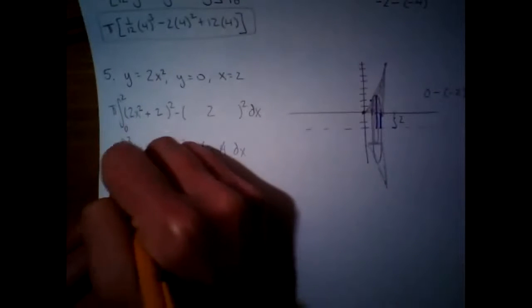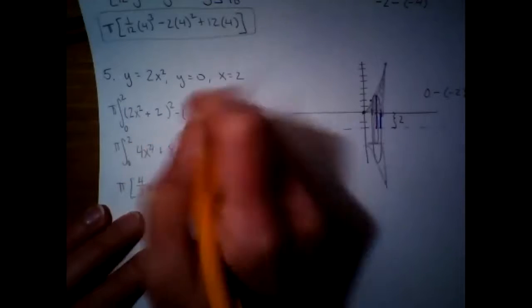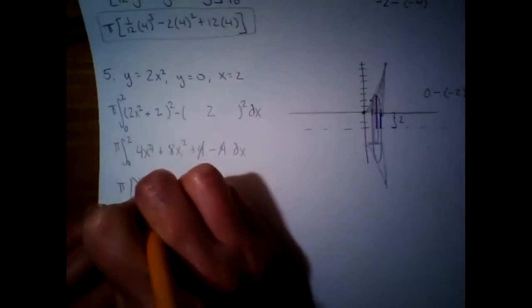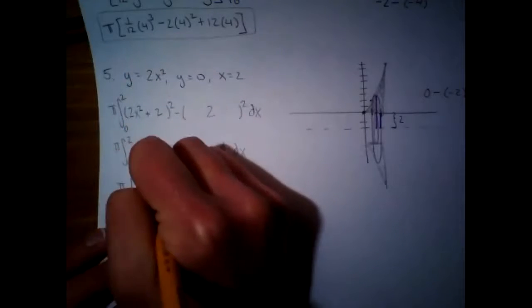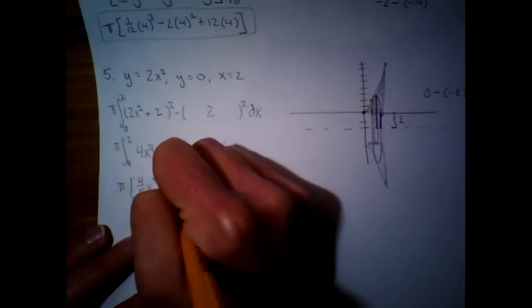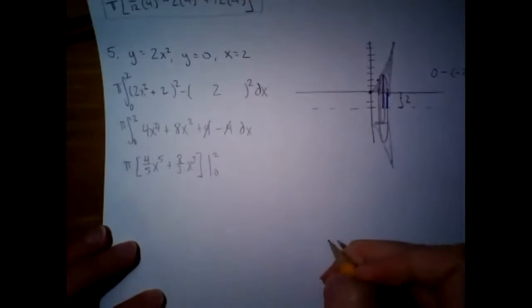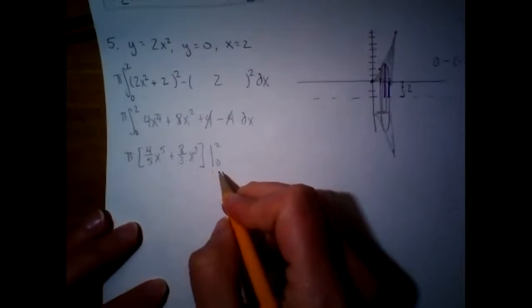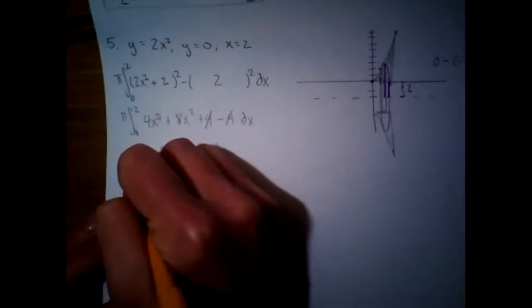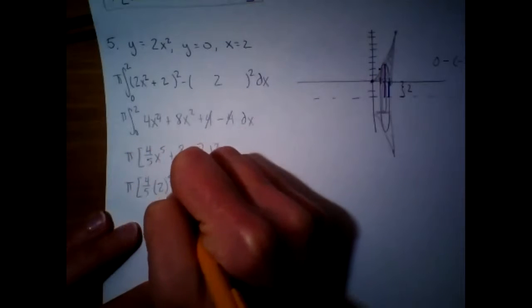And then our antiderivative is 4/3 x cubed. Or no, I'm sorry, 4/5 x to the 5th. I subtracted instead of adding there, I'm sorry. 4/5 x to the 5th plus 8/3 x cubed from 0 to 2. Again, it's upper boundary minus lower boundary, but if you plug in 0, those are all just going to be 0. So you really just need to plug in the 2.